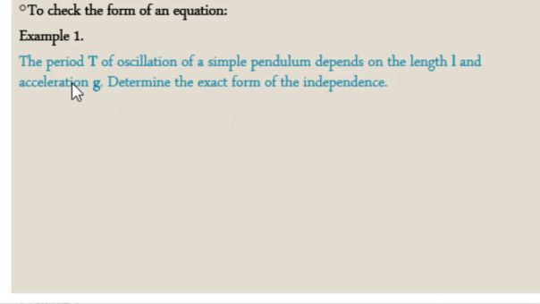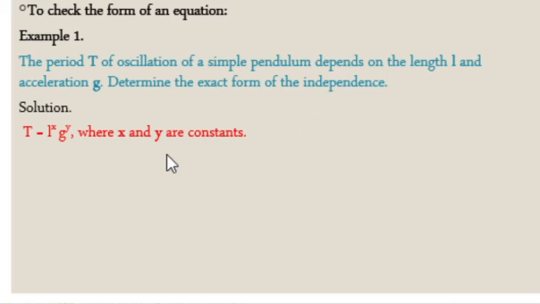And how do we write it? We are told that T depends on L and g. It means that T equals L times g, but it's going to be L raised to power x times g raised to power y, meaning that their powers are unknown, and we are looking for their powers. Once their powers are known, we will be able to know the form of the equation, or the form of the dependence.